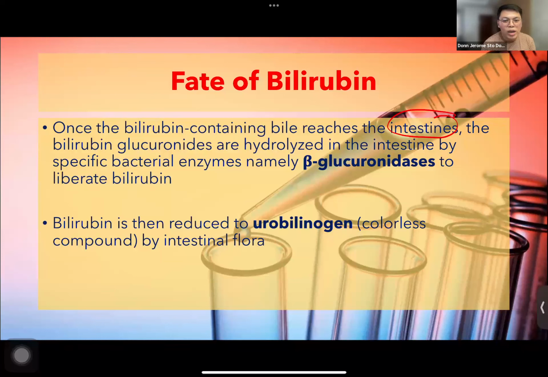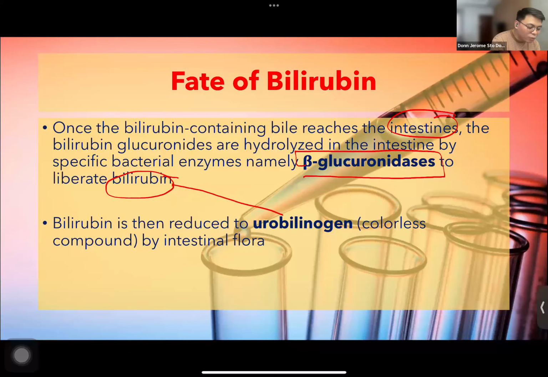In the intestine, we have normal flora that secretes enzyme like beta-glucuronidases that liberates the bilirubin. Yung kinabit na glucuronic acid will remove it to liberate bilirubin. This enzyme also transports or converts bilirubin to a colorless molecule called urobilinogen. Iba to dun sa mga porphobilinogen, coproporphyrinogen, no? Iba po, urobilinogen.